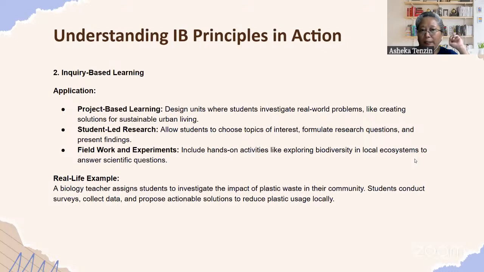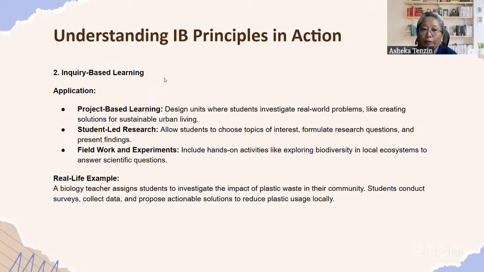The second IB principle, when I spoke about approaches to teaching, is that in the IB, learning happens through inquiry. So it follows the principle of inquiry-based learning. That's why I have taken this as the second point, inquiry-based learning.